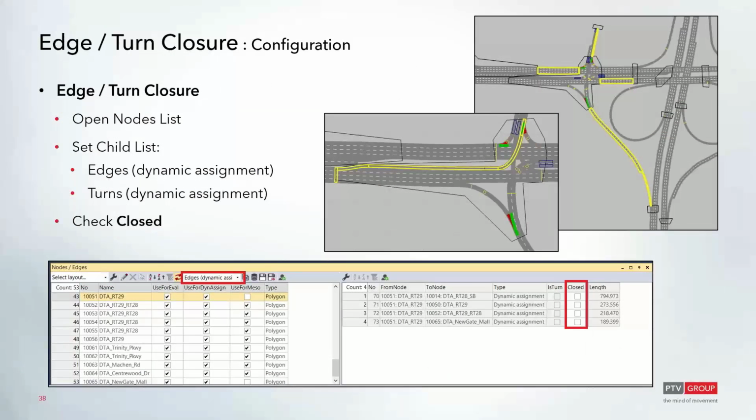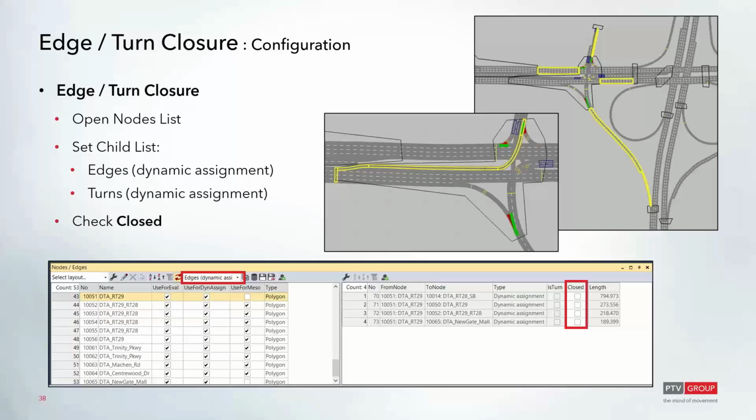And then again, we can also turn off the edges or turns if you did want to completely restrict a vehicle from taking a particular movement. Again, the turns themselves are within the node, so this is just a particular turning movement, while the edge closures would actually close the roadways that exist between 2 different nodes. And either of these can be turned off within the nodes list.